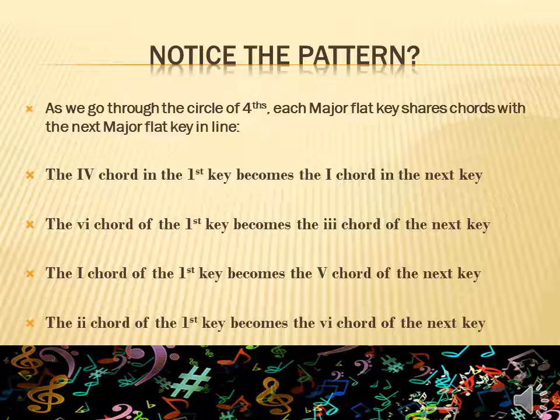Notice the pattern? As we go through the circle of fourths, each major flat key shares chords with the next major flat key in line. The 4 chord in the first key becomes the 1 chord in the next key. The 6 chord of the first key becomes the 3 chord of the next key. The 1 chord of the first key becomes the 5 chord of the next key, and the 2 chord of the first key becomes the 6 chord of the next key.